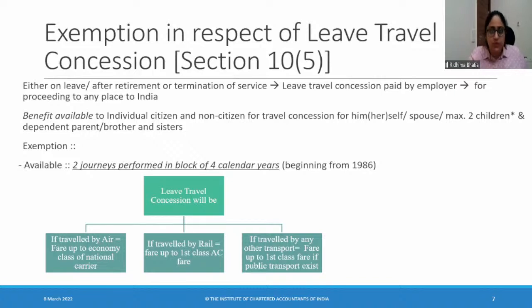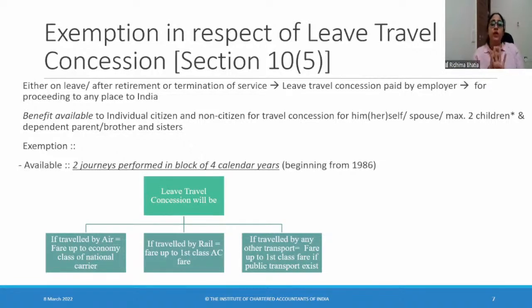One very important thing, students, you have to remember is that every year or every month you cannot travel and get leave travel concession. That would be absurd. Only 2 leave travel concessions are allowed in a block of 4 years, and that block has begun from the period of 1986. Calendar blocks of 4 years run, and the present block which is going on is calendar year 2022, 23, 24 and 25. So in this block of 4 years, maximum 2 leave travel concessions are allowed.